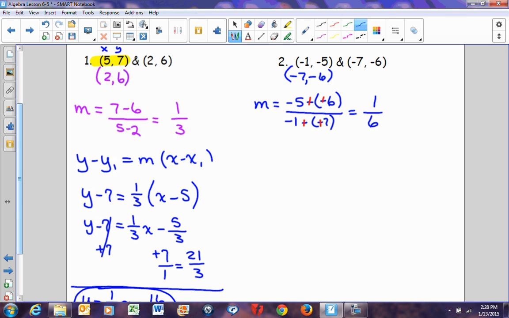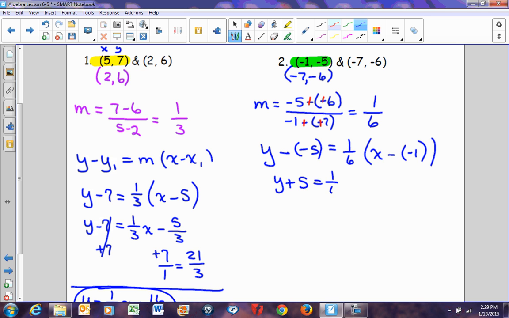Now I can use either point. I think I'll use the first point because 1s are easier to deal with than 7s and 6s. So if I plug it into the equation of y minus y1 equals m times x minus x1, y minus a -5 is equal to 1/6 parentheses x minus a -1. Or it might be easier, y plus 5 equals 1/6 parentheses x plus 1. Because the minuses can get very, very cumbersome.